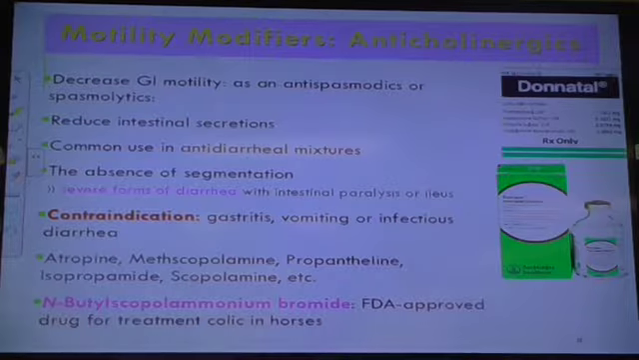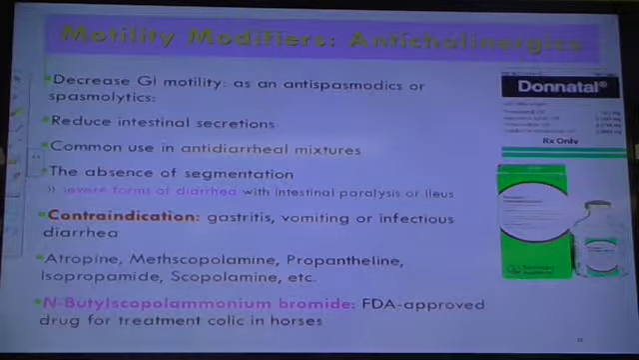The first one for that group we're going to talk about is the anticholinergics. Think about the previous one, the prokinetics. We use cholinergic drugs, which stimulate acetylcholine release or stop the function of the enzyme acetylcholinesterase. But this one works on the opposite side. It just stops the working of the cholinergic nerve. The drugs include atropine, metoclopramide, isopropamide, and scopolamine. But the only drug approved for use in animals is N-butylscopolamine bromide. It's FDA approved to use in horses.